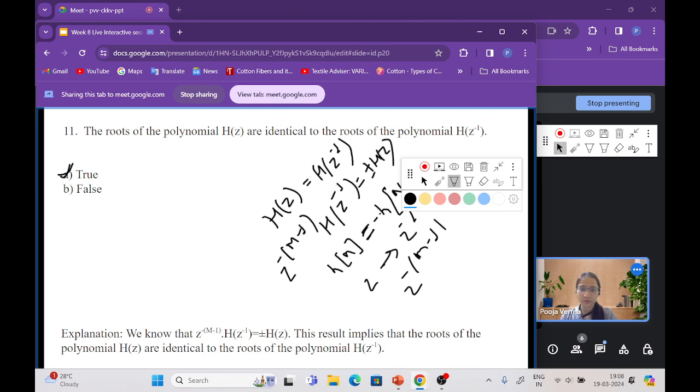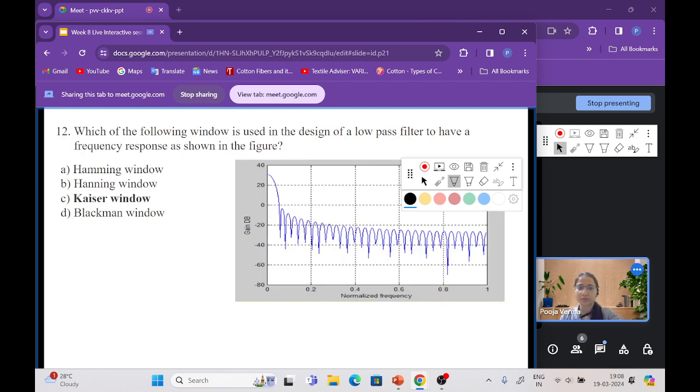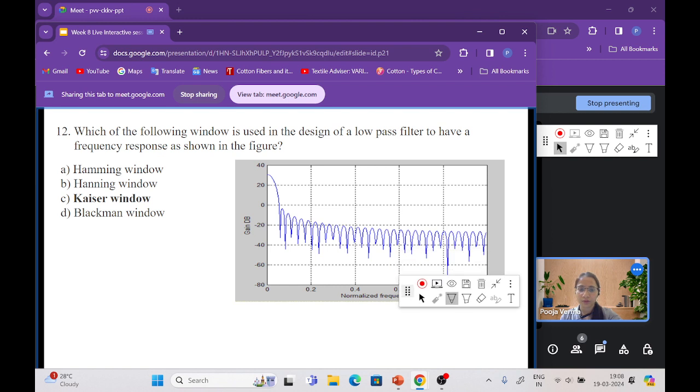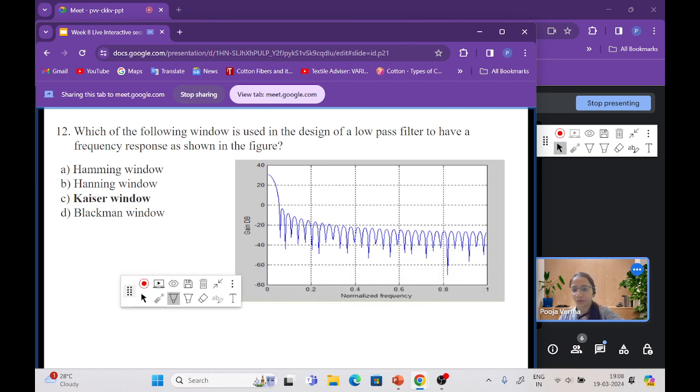Okay. Moving to the next question. Which of the following windows is used in the design of the low pass filter to have a frequency response as shown in the figure? So this is the frequency response of a filter. Can you see and answer in the chat box which window function's frequency response this is? Option A is Hamming window, option B is Hanning window, option C is Kaiser window, and option D is Blackman window.